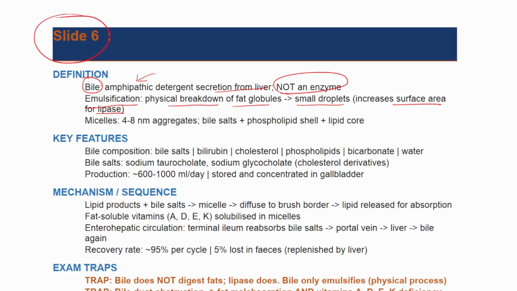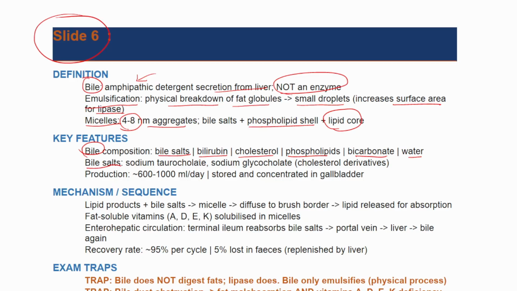Breaking down these large fat globules allows them to assemble into a specific micelle architecture. Micelles are characterized as 4 to 8 nanometer aggregates configured with a stabilizing phospholipid shell and a central lipid core. And to understand how these micelles form, we need to look at the overall chemical composition profile of bile. The total molecular mixture of bile comprises bile salts, bilirubin, cholesterol, phospholipids, bicarbonate, and water. And within this complex mixture, the key functional components are specific cholesterol-derived bile salt derivatives.